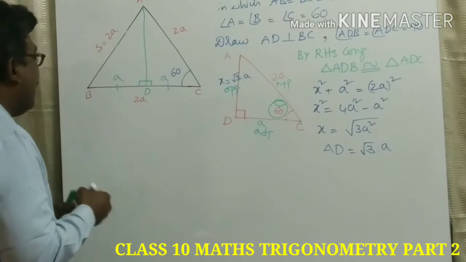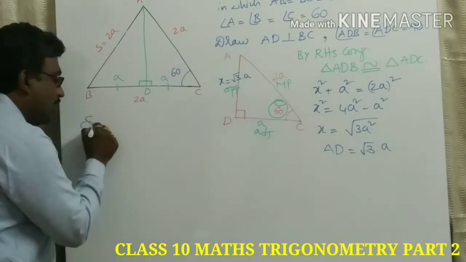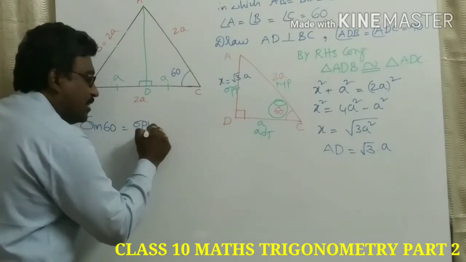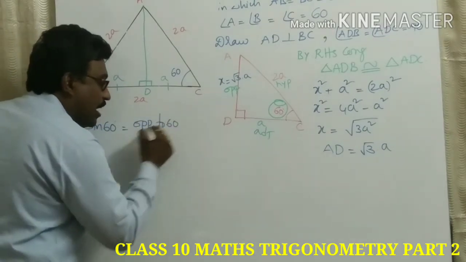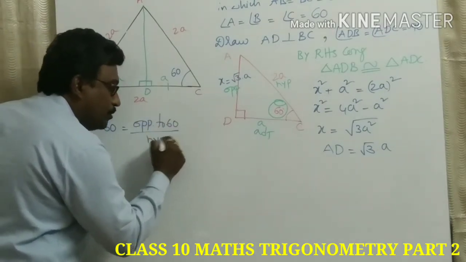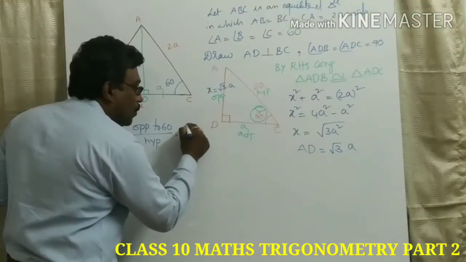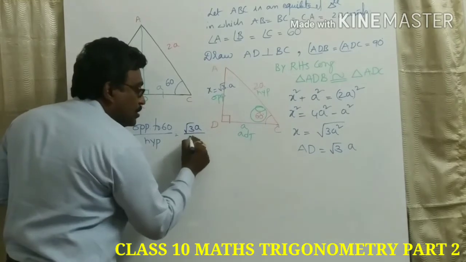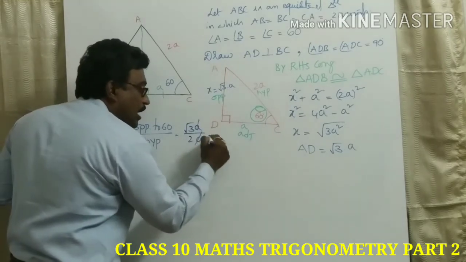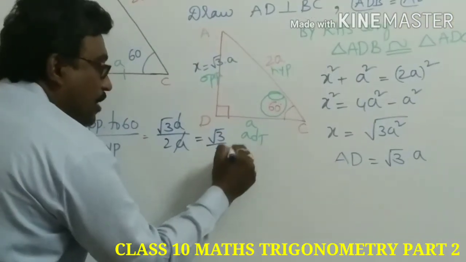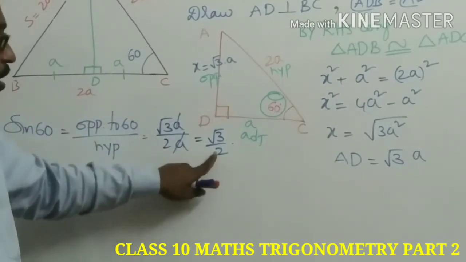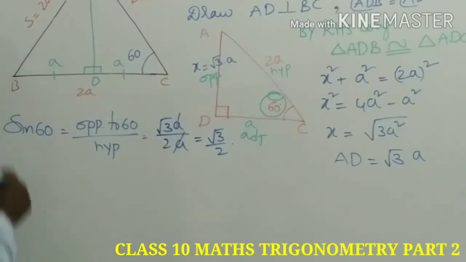Now, I am writing sine 60. Sine 60 is nothing but opposite to 60 by hypotenuse, that is root 3 times a by hypotenuse, that is 2a. The a gets cancelled, root 3 by 2. So the sine 60 value, if you check in our table, is root 3 by 2.